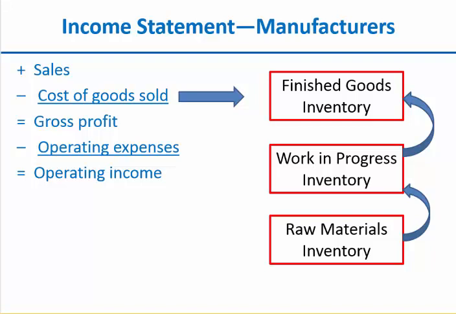For a manufacturing company, there are three inventory accounts involved. The first one is the finished goods inventory. The second one is the work in process inventory, which is what's happening in the factory. And the third is the raw materials inventory. All these three inventory accounts are part of the calculations, so we can take a look at what's happening here.